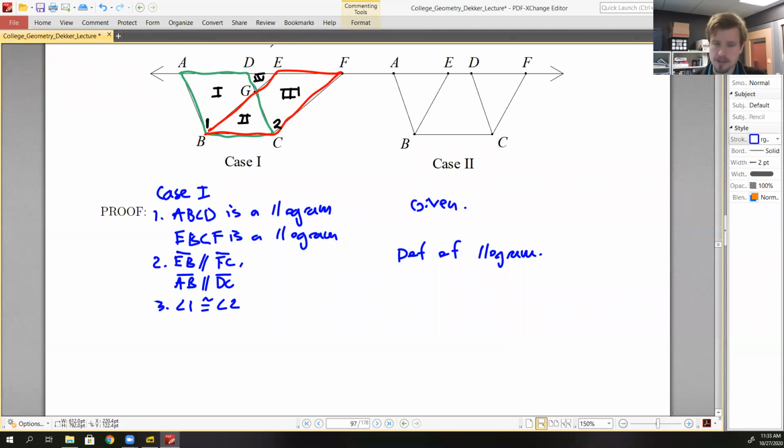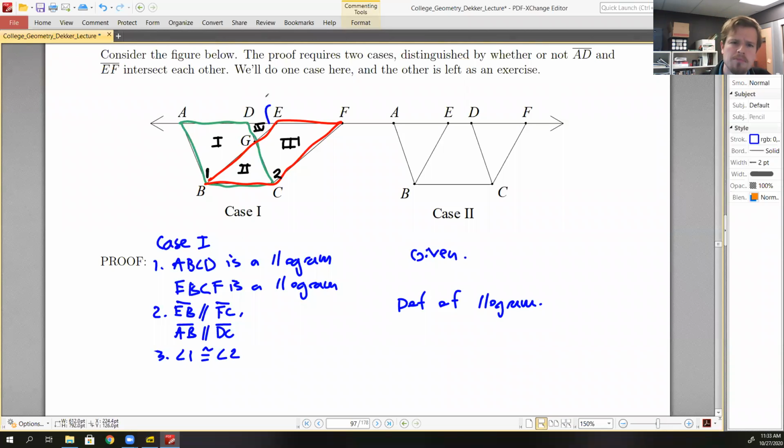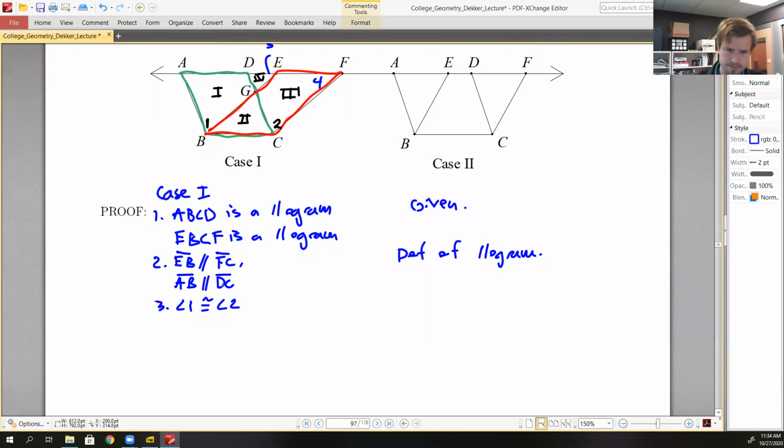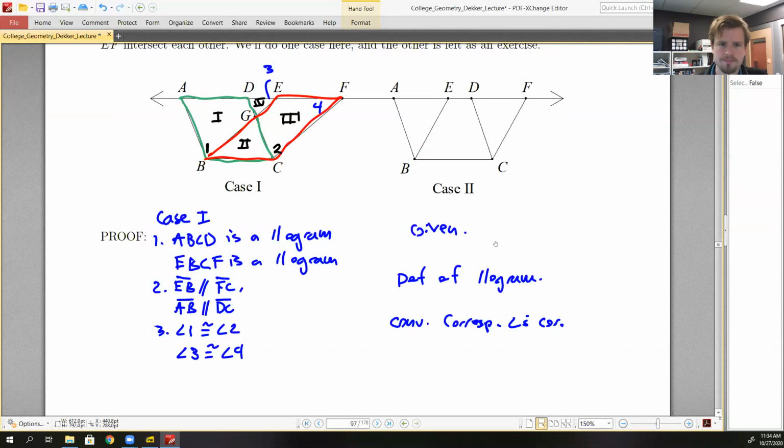Well, yeah, we'll call it those anyway. In the proof that I was given, I think they didn't give good labelings for angle 3 and 4. So we have that angle 3 is congruent to angle 4, and that is because of the converse of the corresponding angle corollary. Excellent.